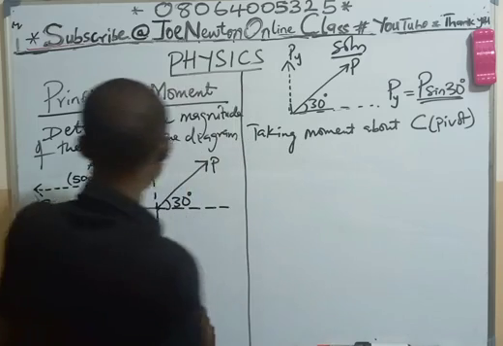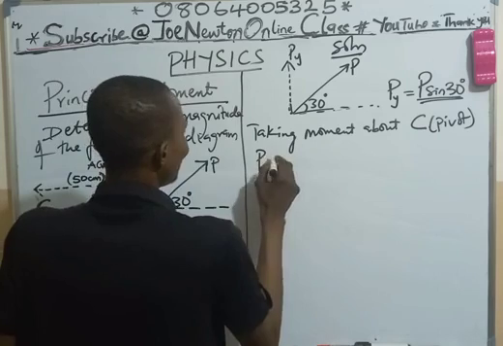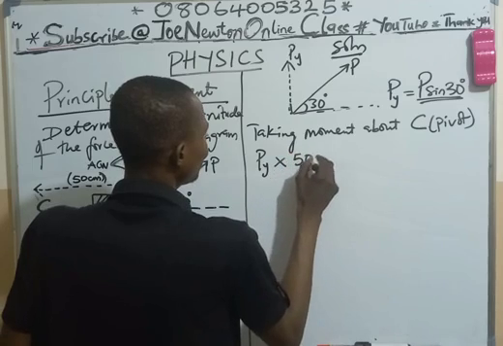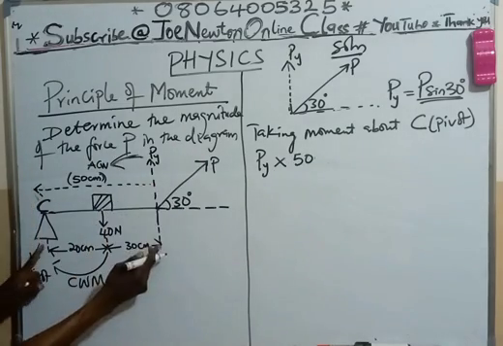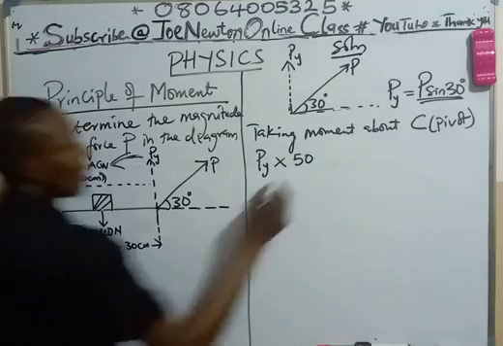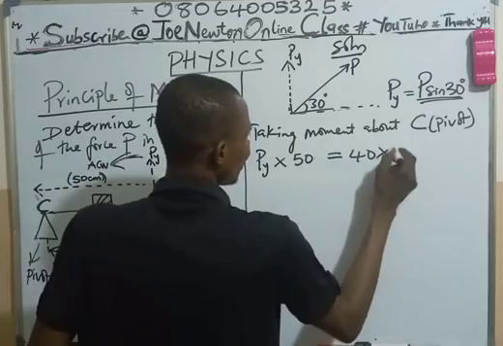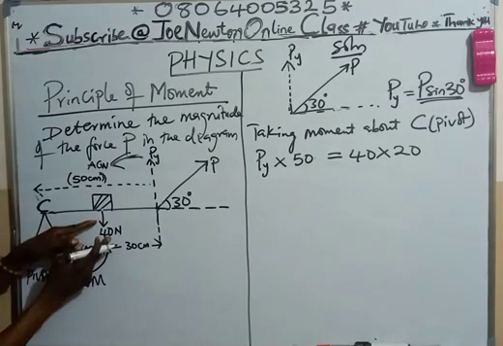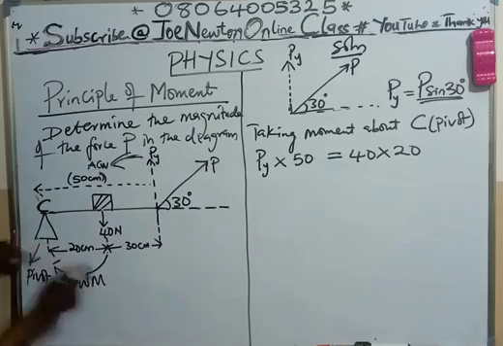So what we shall have now is Py times 50 cm, that is the distance from here, which is 30 plus 20, is equal to 40 times 20. The 40 here is the weight, the downward force. This is the upward force. So this downward force times the distance from the pivot, from here to here, is 20 cm.